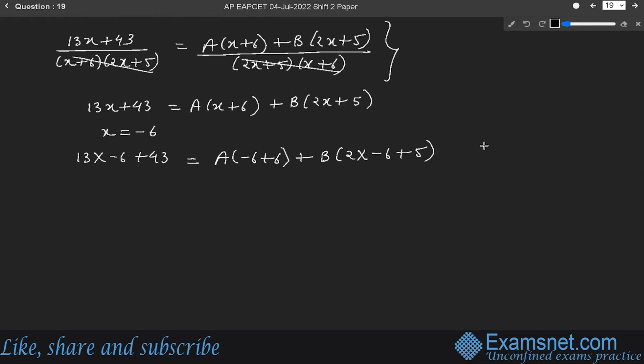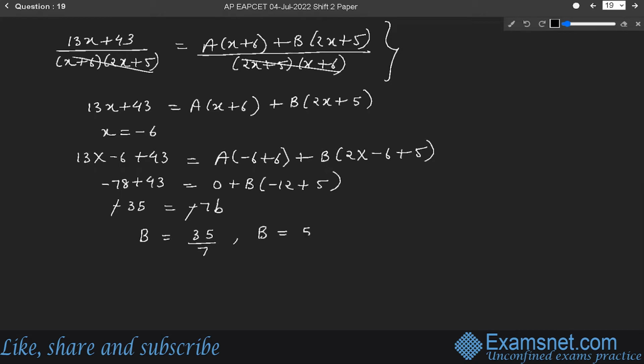Now, on further solving, it will be equal to minus 78 plus 43 is equal to 0 plus b into (minus 12 plus 5). Minus 78 plus 43 is minus 35. This is equal to minus 7b, since minus 12 plus 5 is minus 7. So from here, we will get the value for b, which is 35 upon 7. This minus and minus will also be cancelled. So from here, we can say that b is equal to 5. Now we have the value for b.